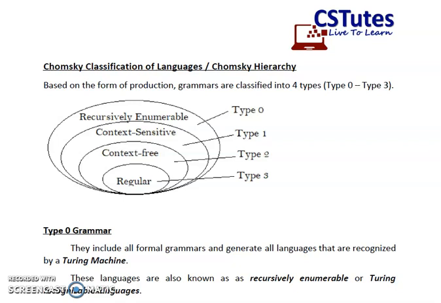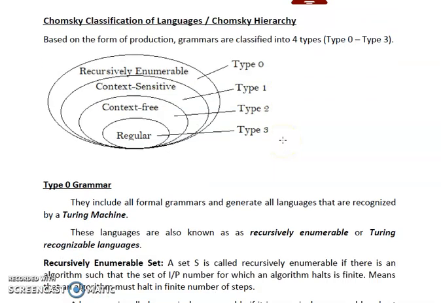In our last two videos, we have discussed the Chomsky classification of language, or Chomsky hierarchy. According to Chomsky hierarchy, the grammars are classified into four types: type 0, type 1, type 2, type 3. In the last two videos, we discussed type 0 grammar and type 1 grammar. In this video, we are going to learn about type 2 grammar.